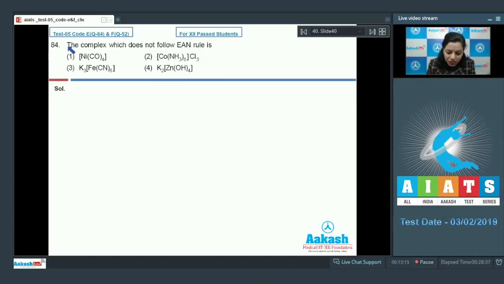After this, question number 84: the complex which does not follow EAN rule is. We have different complexes given here and we need to find out that complex which does not follow the EAN rule. What is that EAN rule?